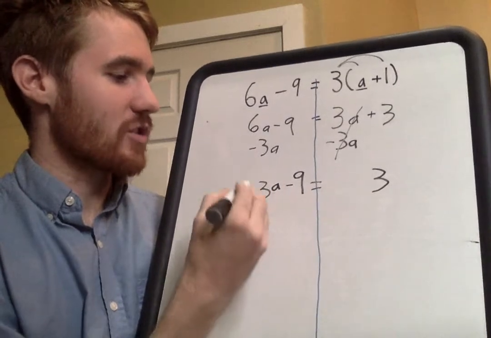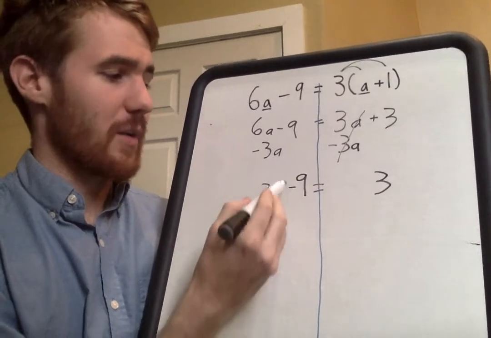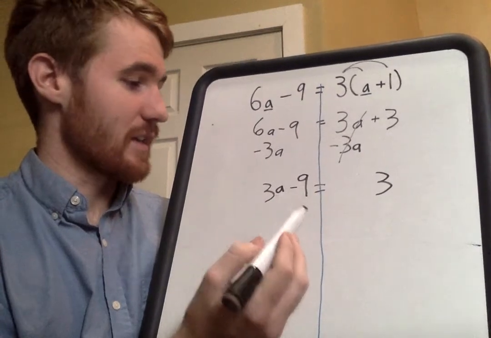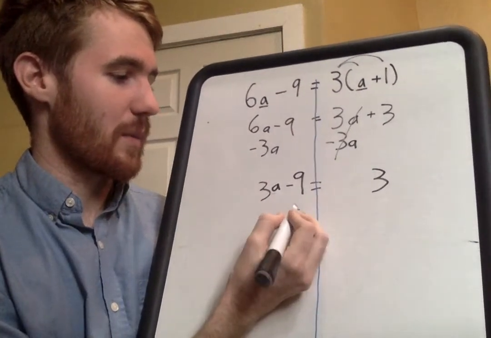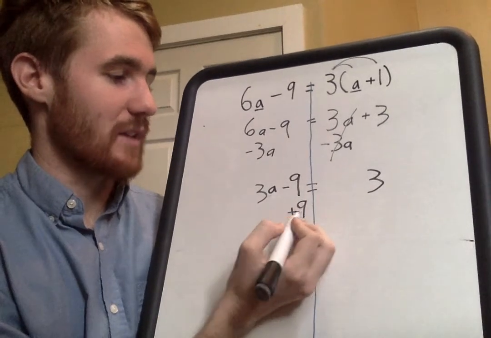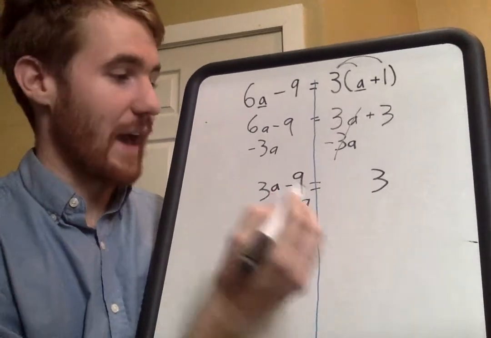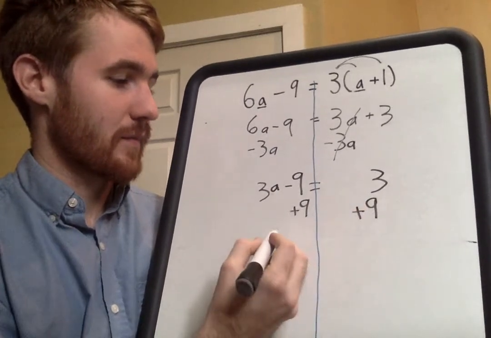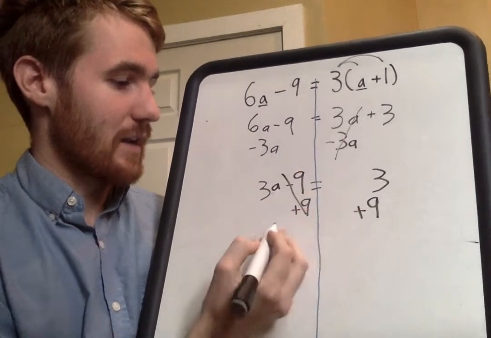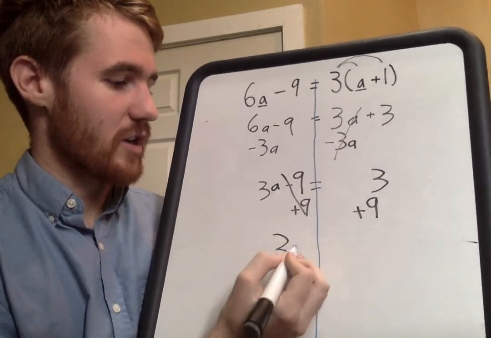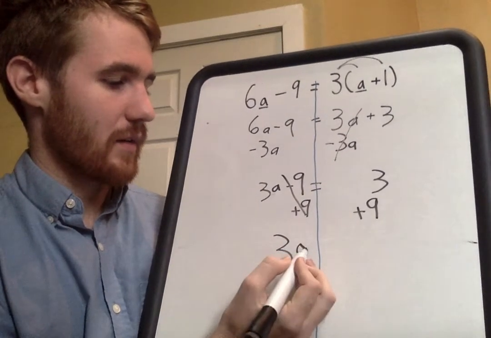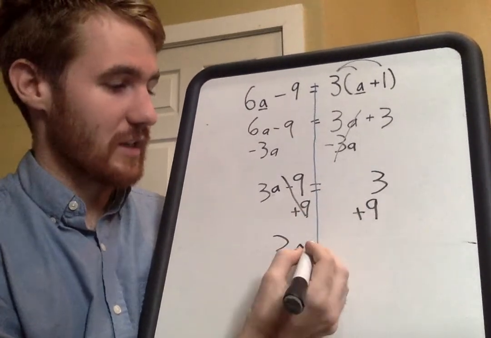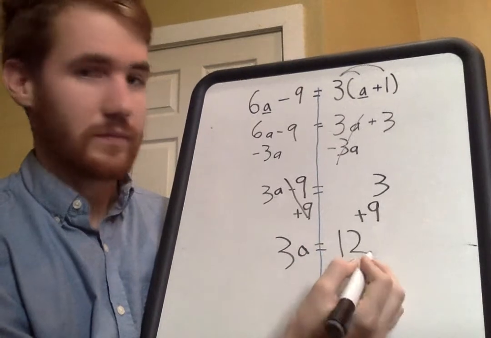We're still trying to get this 3a alone. So now we've got this minus 9 we want to get rid of. The opposite of minus is plus, so we're going to do plus 9 on both sides. Again, if we do plus 9 over here, we have to do plus 9 over here. So we'll do plus 9. Minus 9 plus 9 cancels, and we're left with 3a. Over here we have 3 plus 9, both constants. We know that is just equal to 12.